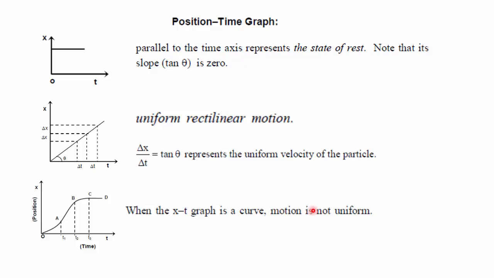If the body or particle is at rest, then the graph between x and t will be a straight line parallel to the t-axis. Similarly, for uniform motion, that means the particle is covering equal distance in equal intervals of time, the slope of this graph will give me the velocity. There is also non-uniform motion, where the change in position with time is not uniform or not linear.